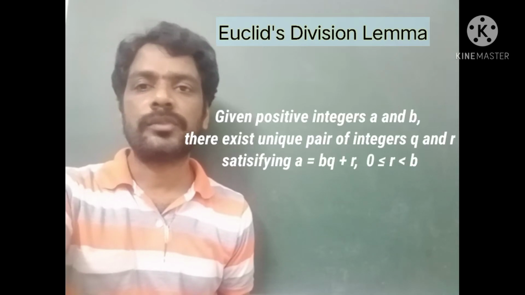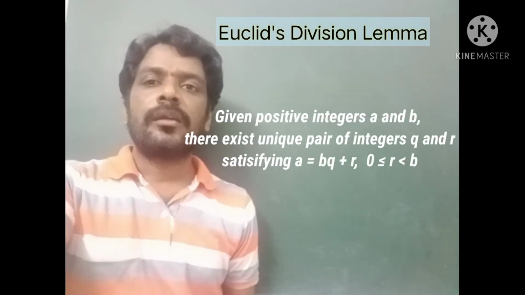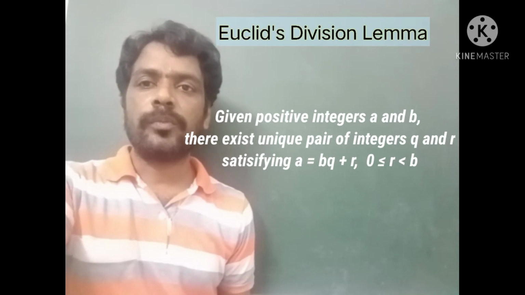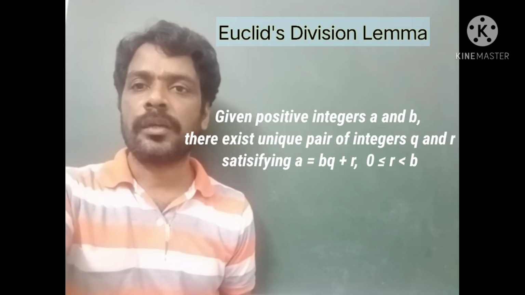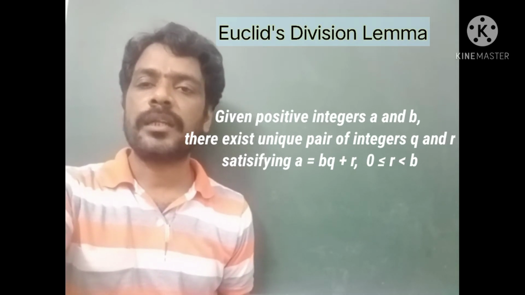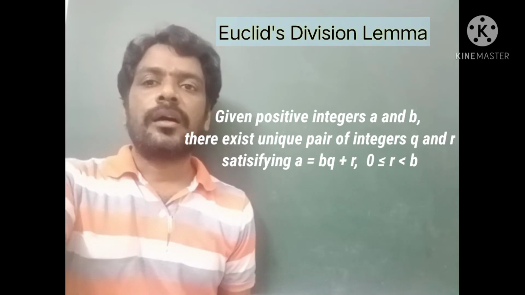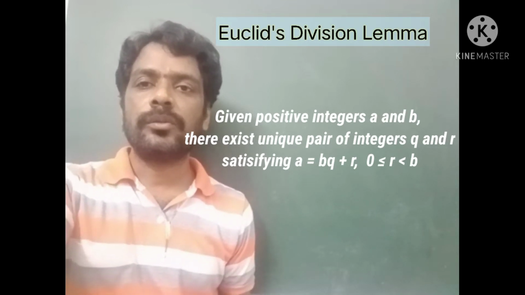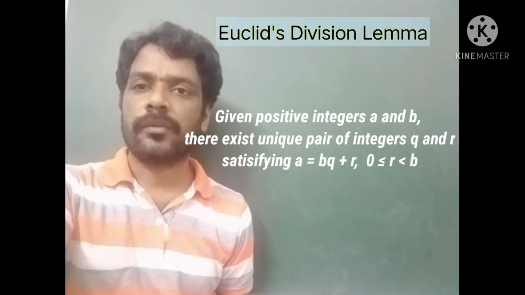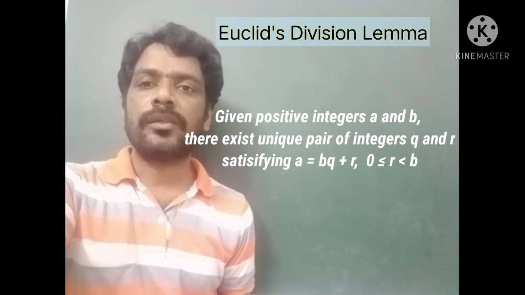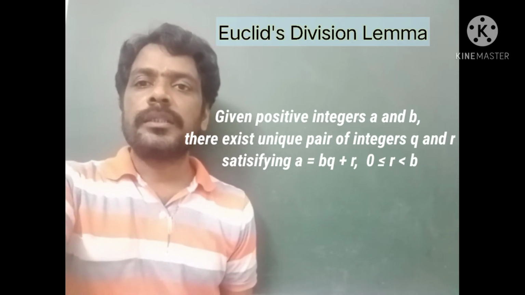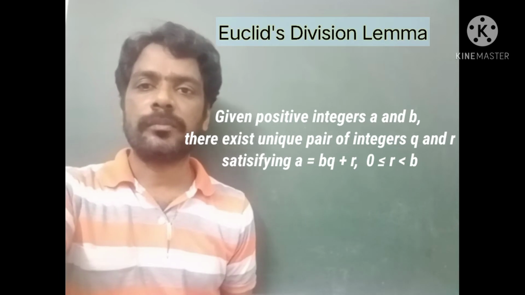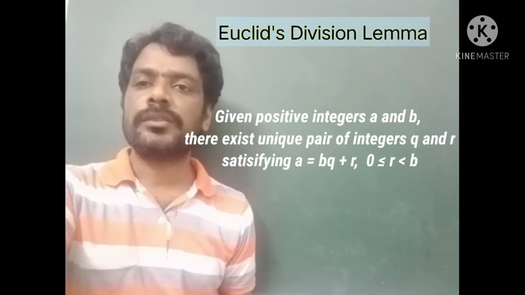The statement of Euclid's division lemma is: if A and B are two positive integers, then there exist unique integers Q and R satisfying A is equal to BQ plus R, where 0 is less than or equal to R less than B. This is the statement of Euclid's division lemma, and we can understand it by taking one example.